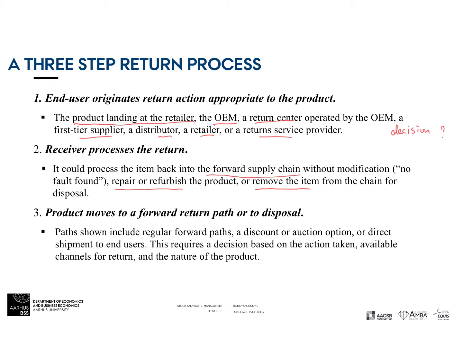The third step is the product moves to a forward process or to disposal. If the product can still be used after refurbishing, repackaging or repair, then it can be put into the forward supply chain to continue to sell. The paths shown include the regular forward process, discount auction option, or direct shipment to end users. This requires a decision based on the action taken, available channels for return, and the nature of the product. So overall, this is again a logistics network design problem.